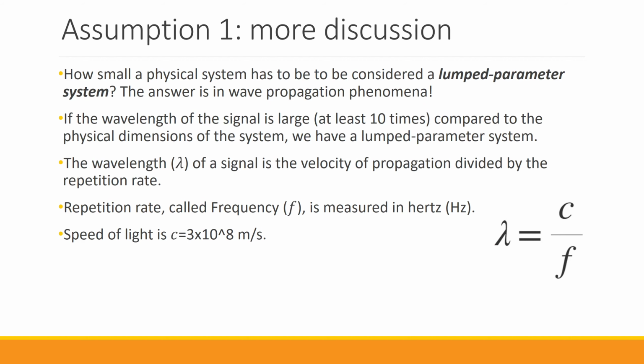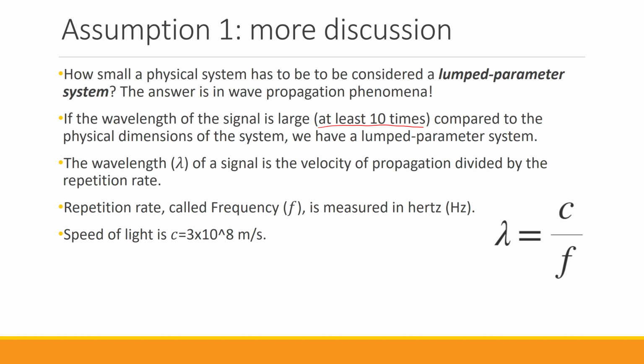How small does a physical system need to be to be considered a lumped parameter system? To answer this question, we need to know a little bit about wave propagation phenomena. If the wavelength of a signal is large, more specifically if it is at least 10 times the physical dimensions of the system, we can safely consider that system to be a lumped parameter system.